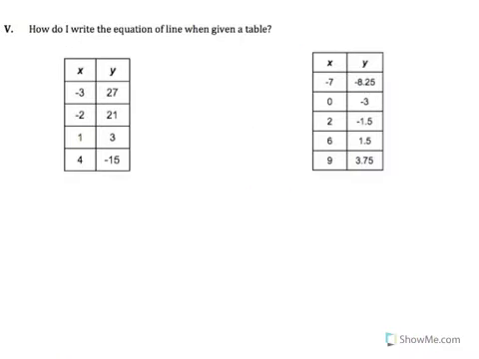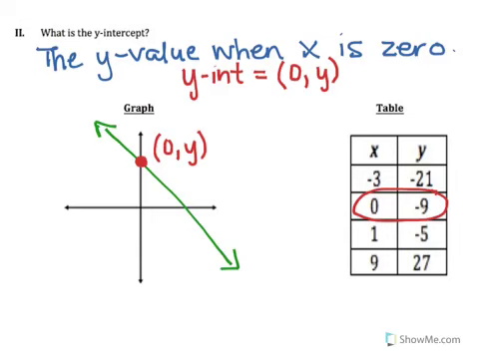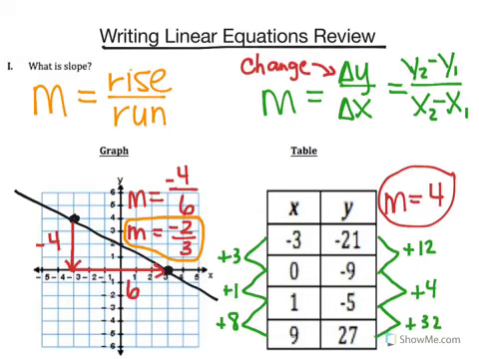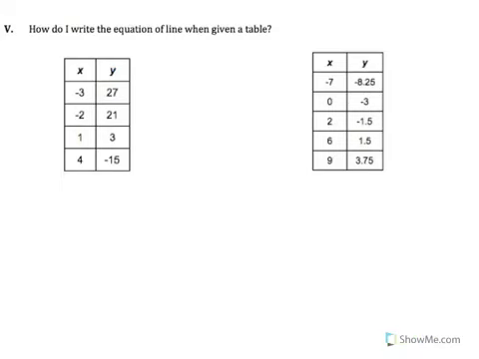Last part. How do you write an equation when given a table? So let's think back to what we went over before. Remember, writing an equation of a table, you need to be able to identify your y-intercept if you can, and you need to be able to tell your slope from a table if you can. So the easiest part to do first is to find your slope. I want to find my change in y's over my change in x's.